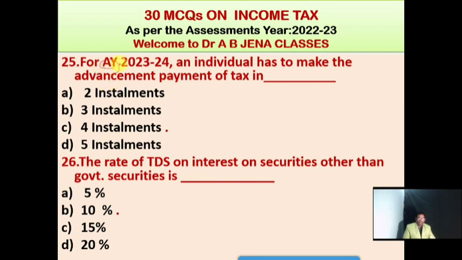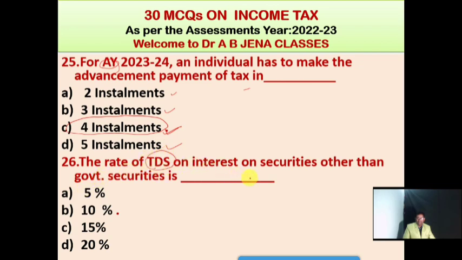So dear friends, next MCQ: for AY, Assessment Year 2023-24, an individual has to make the advance payment of tax in how many installments? Option A, 2 installments, option B, 3 installments, option C, 4 installments, option D, 5 installments. So the right answer is C, 4 installments. Again I am repeating, for assessment year 2023-24 an individual has to make advance payment of tax in 4 installments.